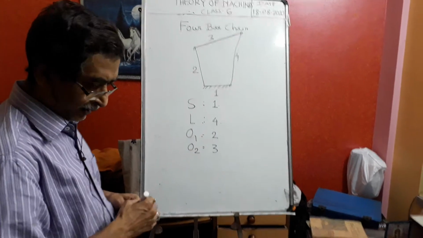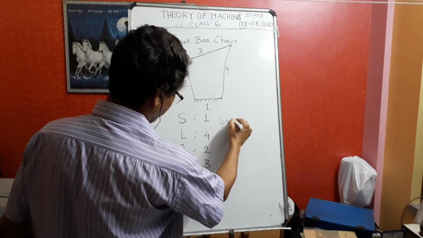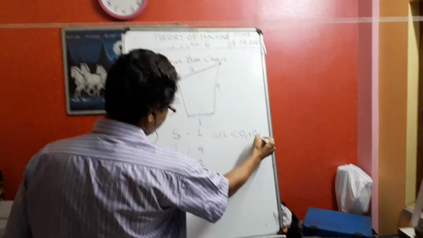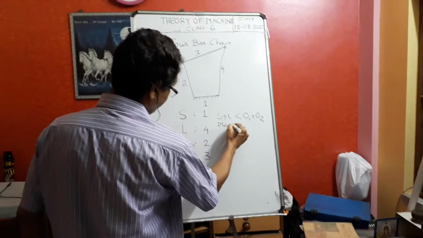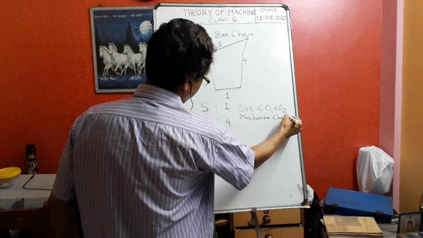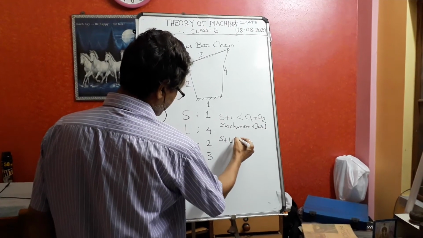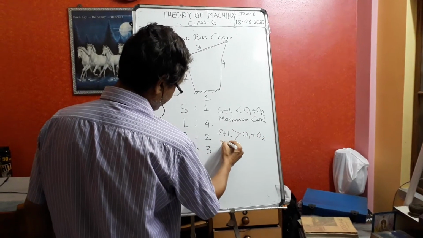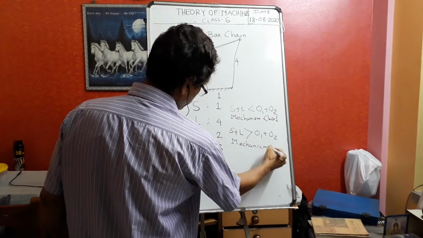Now in the last class we discussed that if the smallest link and the largest link are less than the other two links, then it is a mechanism of class 1. If the dimension of the smallest link and the largest link is greater than the other two links, then it is a mechanism of class 2.